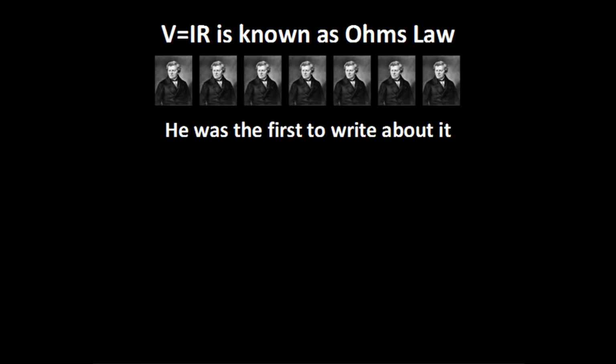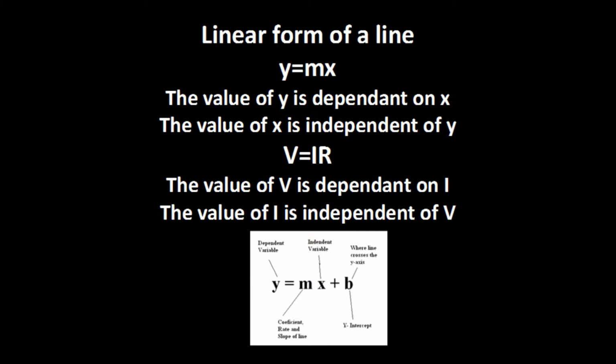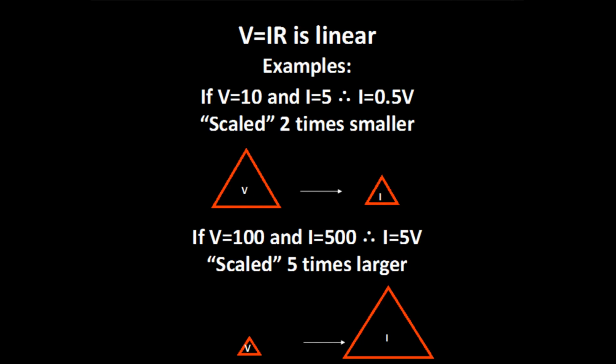He noted that there was a direct relationship between voltage in a circuit and current, meaning that as voltage increases, so does current. This can be related mathematically to the linear form of the line, y equals mx, where y is some dependent variable, comparable to V, and x is an independent variable, comparable to I. This shows that the linear relationship of V equals IR is simply voltage equals current scaled by some value R, in the same way that a straight line is scaled by a gradient m.